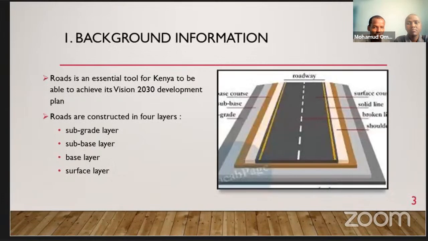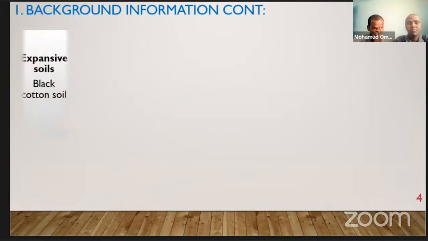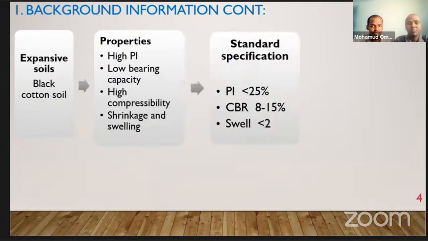The black cotton soil is found abundantly in most regions of Kenya. It is therefore used in highway construction as a material for subgrade and subbase layer. It is an inorganic expansive soil characterized by high plasticity index, low bearing capacity, high compressibility, shrinkage and swelling. The shrinkage and swelling process causes vertical movement in the soil mass. According to the standard specification of the RPM, the plasticity index should be less than 25%.